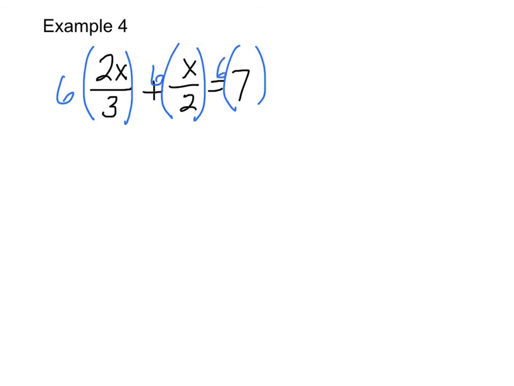So if you multiply everything by 6, that would give us 6 times 2 is 12. 12 divided by 3 gives us 4x. Let me redo that x there. 6 times x divided by 2. That's 6 divided by 2. That gives us 3x. Equals 6 times 7 equals 42. Now, if you still have fractions left over, then you didn't pick the correct number to multiply everything by.